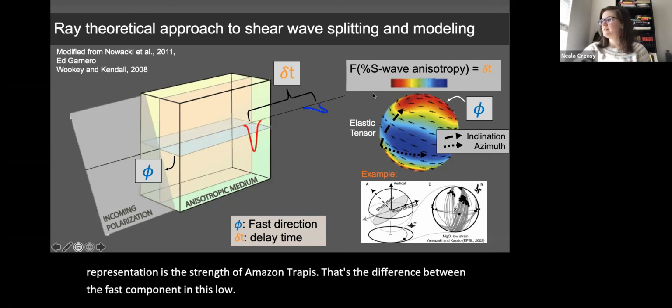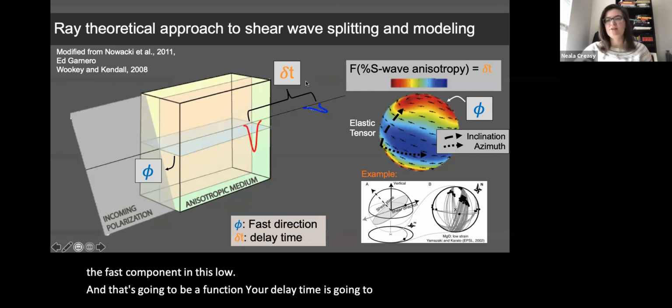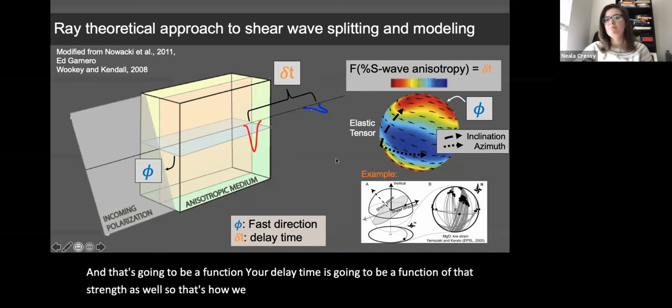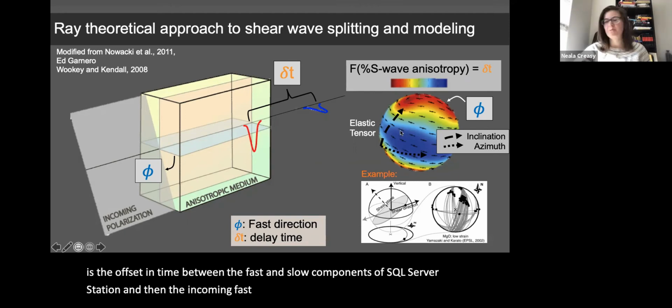And that's going to be a function, your delay time is going to be a function of that strength as well. So that's how we relate to real measurements: the delay time is the offset in time between the fast and slow components of SKS at your station. And then the incoming fast polarization is related to these little black sticks that are shown here.